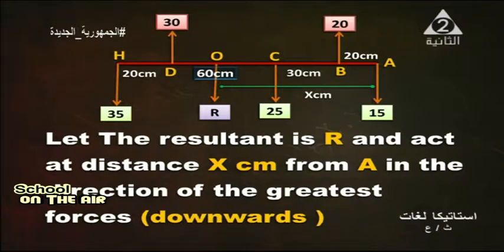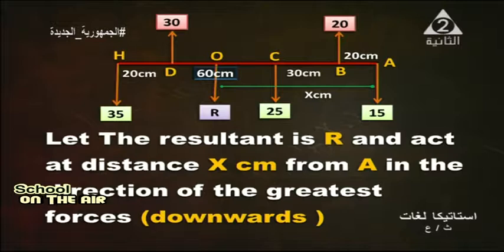But in down, 35 plus 25 equals 60, plus 15 equals 75. Then R must lie on the point O, with the same side as the biggest force downward. My dear student, in equilibrium, we must have R equals 15 plus 25 plus 35 minus the summation of 30 plus 20, to find the value or magnitude of R.